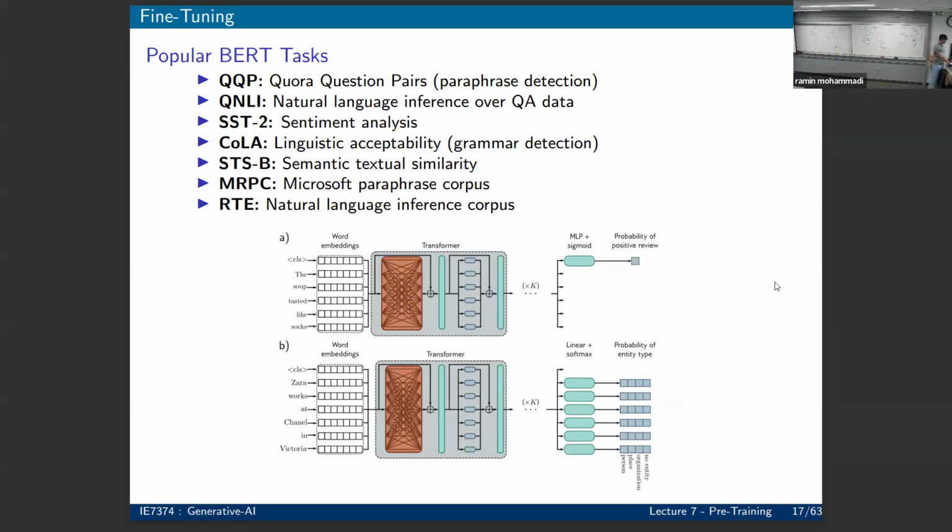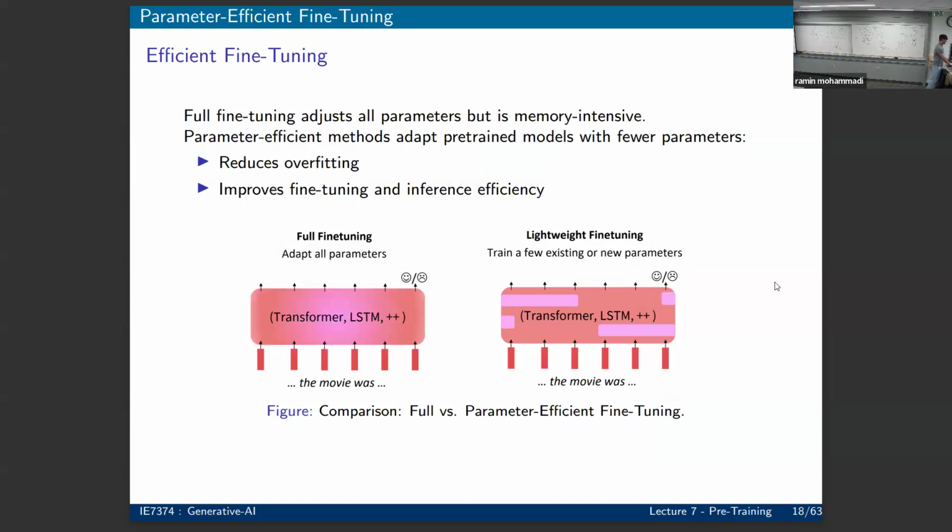So these are the popular tasks you can use BERT over, lots of linguistic tasks. Now there is lots of research going on in the field on how we could optimize this fine tuning. Still, fine tuning is not cheap. How could we optimize it better? Because sometimes you might want to fine tune not only the last layer, maybe the entire model or part of the model. So there are different fine tuning schemas we're going to go over.